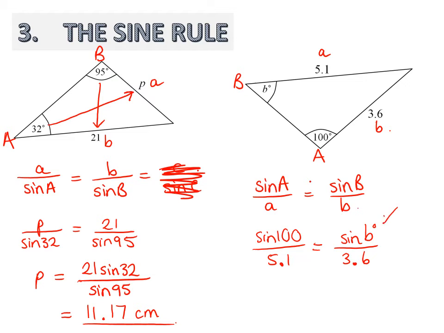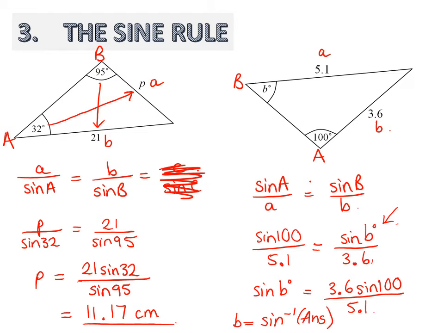So I want to end up getting this B on its own. So the first thing I'm going to do is multiply by the 3.6. So I'm left with sine B equals 3.6 sine 100 all over 5.1. And I'm going to type that into my calculator, and then what I'm going to do to get rid of this sine function and to get B on its own is I'm going to use the inverse sine, so press shift and then sine, and then I'm going to use the answer button so that it's as accurate as possible. And when I type that in, I should get 44.04 degrees. So that's the sine rule, nice and simple.